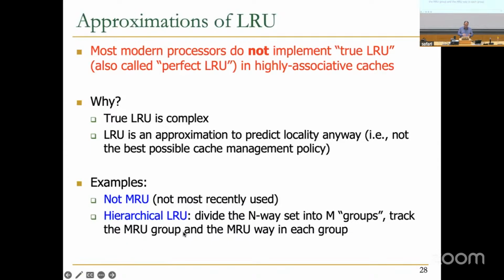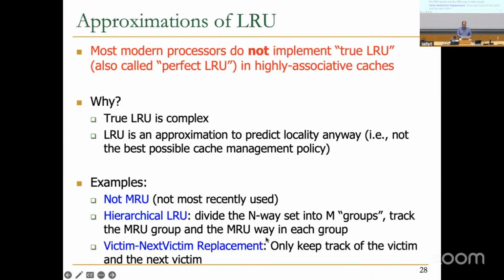I'm not going into detail of that, but just to give you the idea, you can make a hierarchy. In your set, you can chunk it into different smaller sets. In each of these smaller sets, you can have LRU. That can be true LRU because you might have fewer ways in those smaller sets. Locally you can have true LRU, but globally you don't need to have true LRU. So you can have some other way of handling it. For example, you can track the MRU group and the MRU way in each group. This is one way of implementing hierarchical LRU.